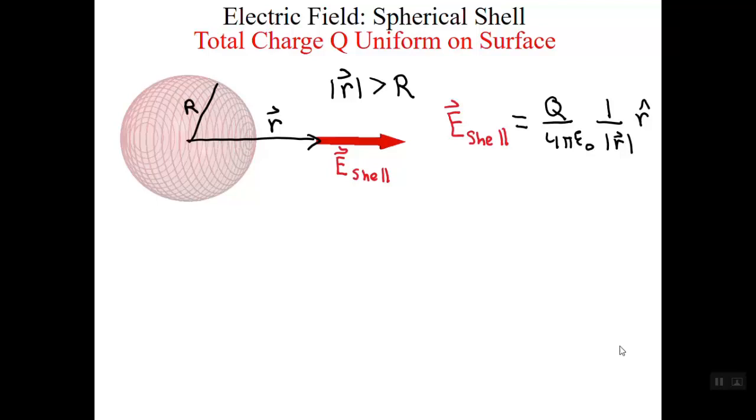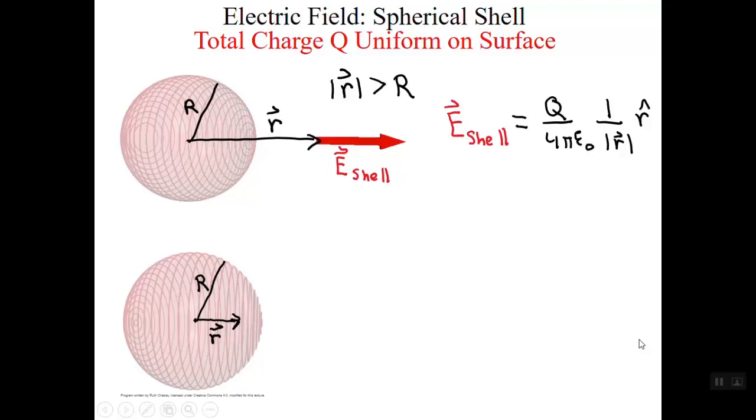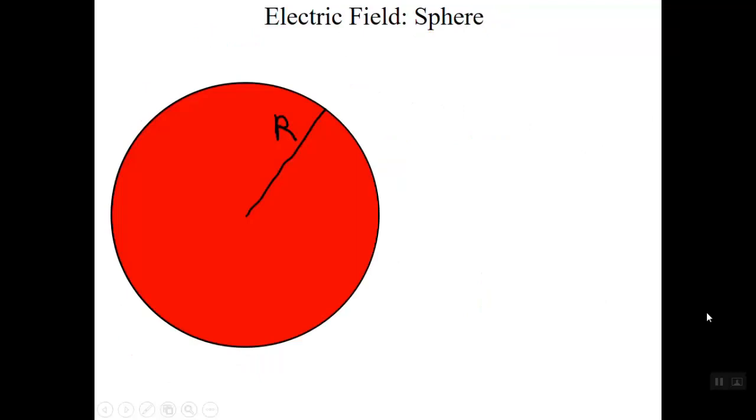Now, instead, if the observation location is inside the shell, that is, the magnitude of vector R is less than the radius of the shell, then in that case, the analytic result for the electric field of the shell is even easier to state. It's simply 0. These results for the net electric field of a uniformly charged shell are quite useful, and we'll return to them repeatedly in this course.